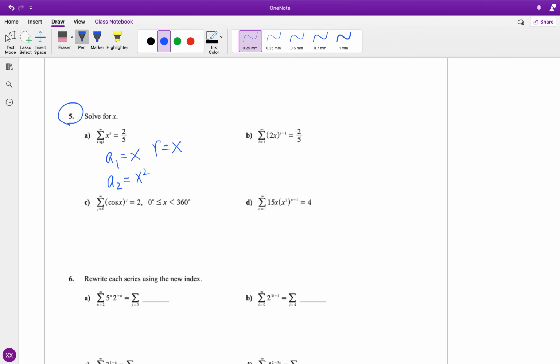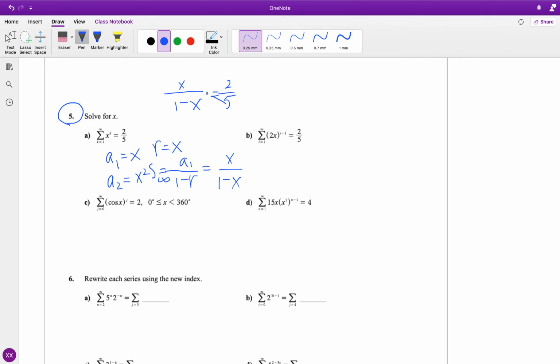And then, using the formula for the sum, that means the top, a1 over 1 minus r. A1 is x, so it is x over 1 minus x, all right? And now we're being told this sum to infinity is 2 over 5. So that means x over 1 minus x equals 2 over 5.